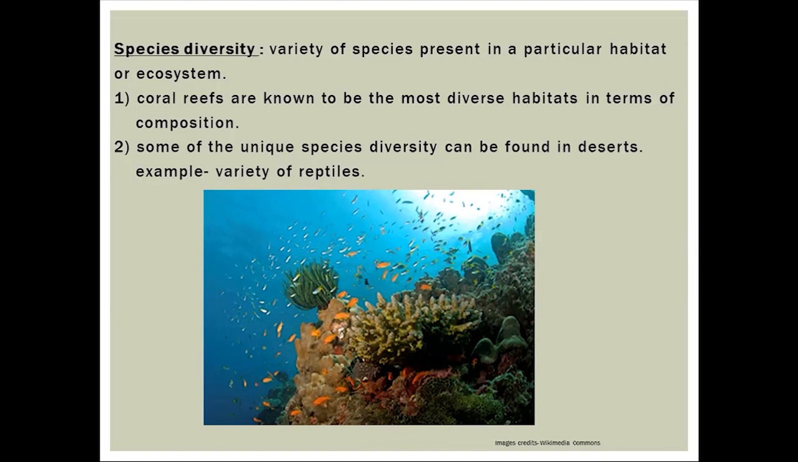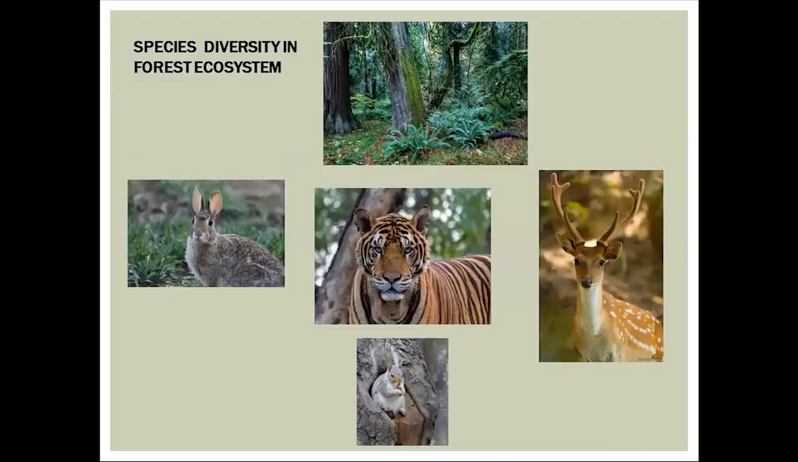And if you consider deserts also, there is a variety of reptiles that can be found in the deserts. Many species of snakes, lizards, and tortoises can be found in the deserts. So, the variety of species present in a particular habitat or an ecosystem is referred to as species diversity. Yes, this is species diversity in a forest ecosystem, where trees may be present, and different species of animals are present.